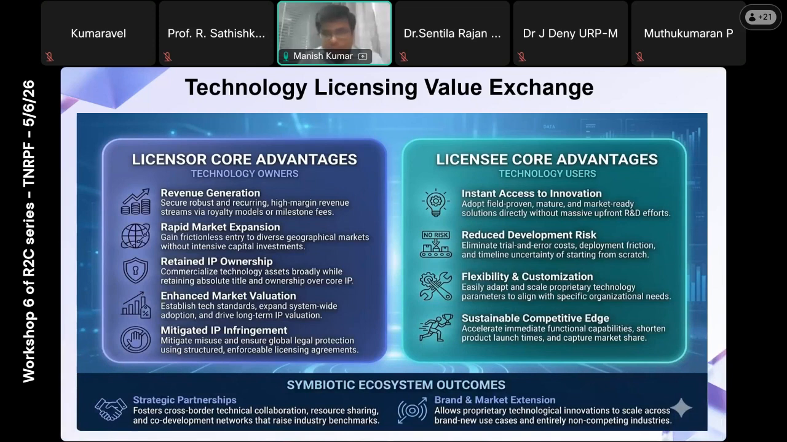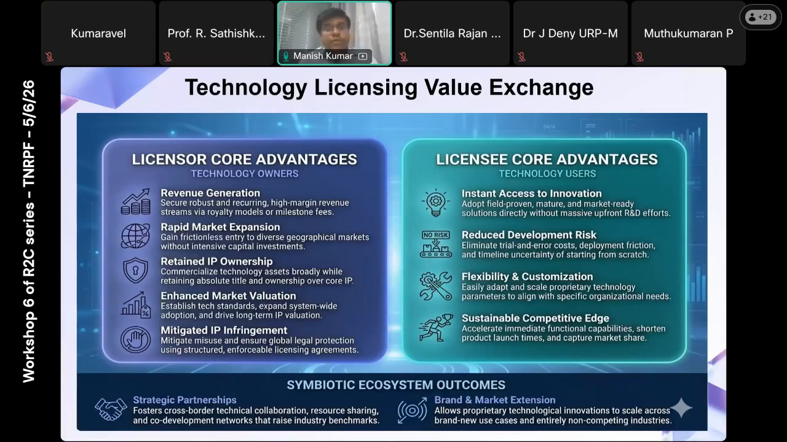This is a generic slide. Basically, we know what are the advantage and value exchange. Licensors, they get the technology out in the market, they get revenue generated, they retain the IP ownership when we are talking about licensing, but they are able to generate value as well as they are able to get the technology out as a product form.